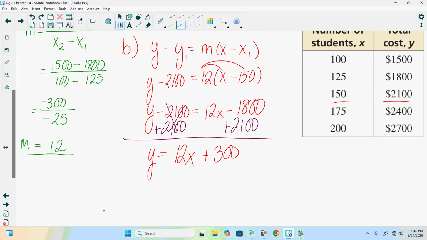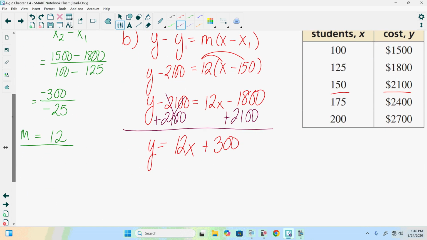That's for Lakeside. Any questions on how we got either one of these equations? And again, it did not matter which y value or corresponding x value we chose.